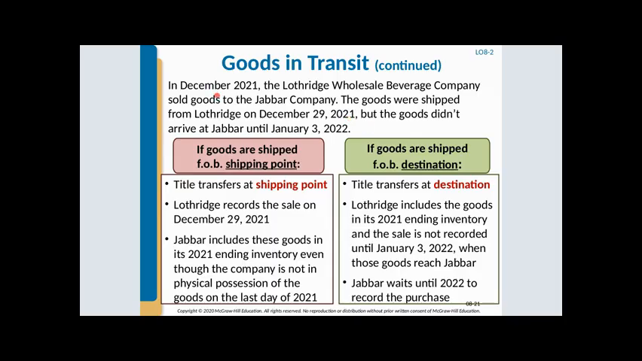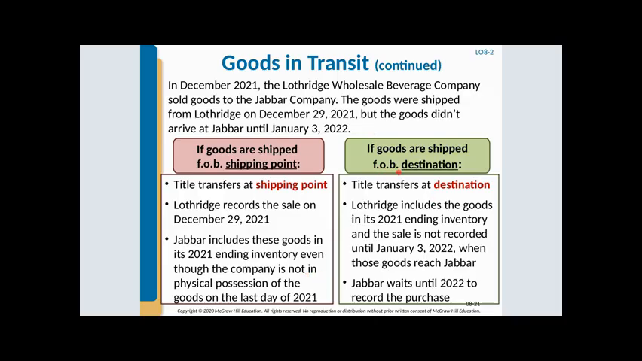So basically, if the goods were shipped FOB shipping point, that means that from the time that it left Lothridge's warehouse, the title has transferred to Jabbar. Okay, so in this case, Lothridge will have to credit the inventory on December 29th, and then Jabbar is going to debit the inventory purchase. So Jabbar is the one that's going to be reporting that inventory at the end of 2021.